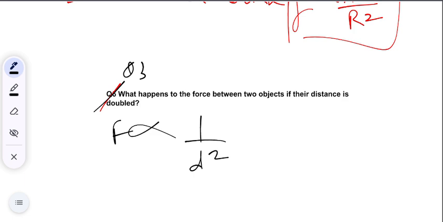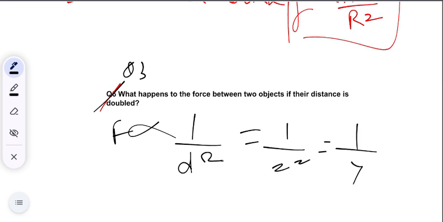Now see, it is 1 by distance square, so force is proportional to 1 by 2 square. It was F proportional to 1 upon d square. Sorry, it was for distance, my bad. F is proportional to 1 upon distance square. Now the distance is doubled, means 2 times. So first it was 1 upon 2 square. Now it will be 1 upon 4. 1 upon 2 square is 1 upon 4. This will be your final answer.